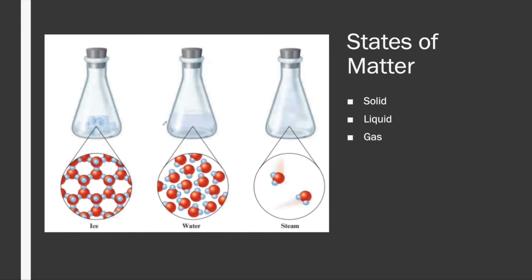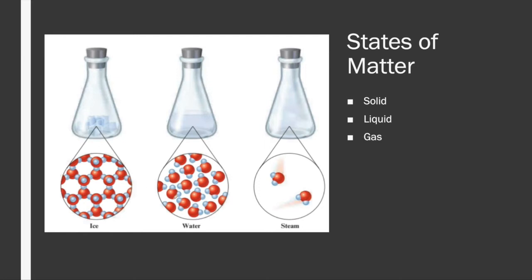Now, because this shape is definite, the solid does not conform to the shape of the container it's placed in. So if you place a rock in a container, the rock will not take the shape of the container. Obviously, it makes sense, right?